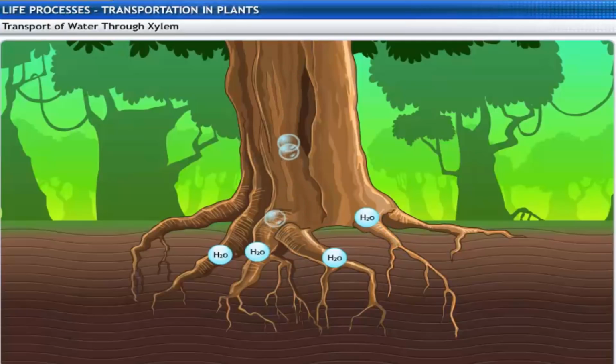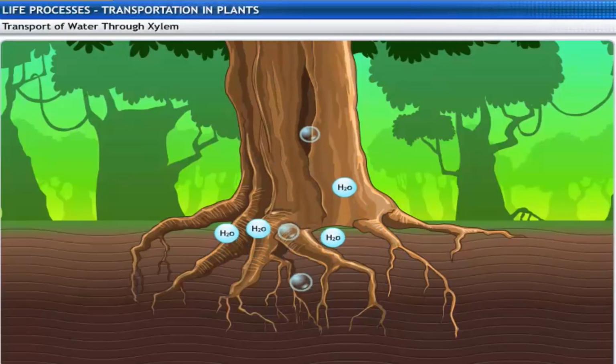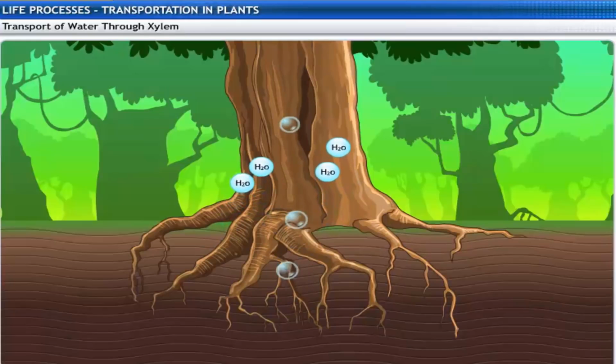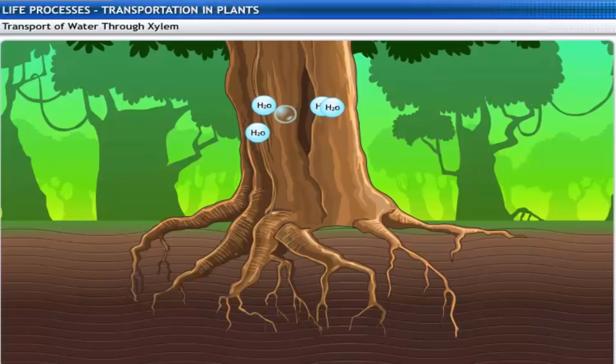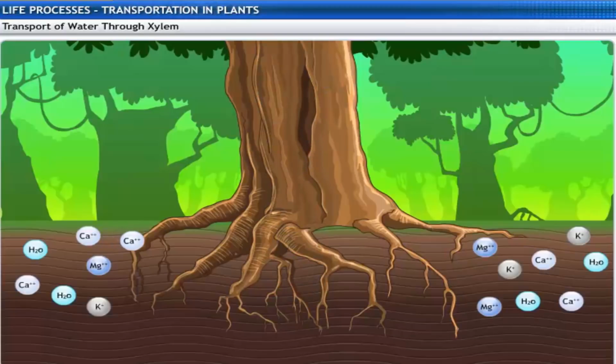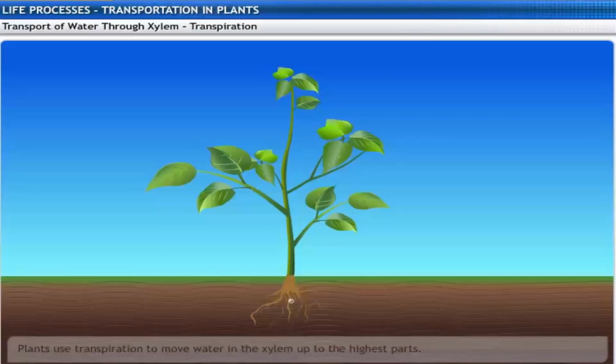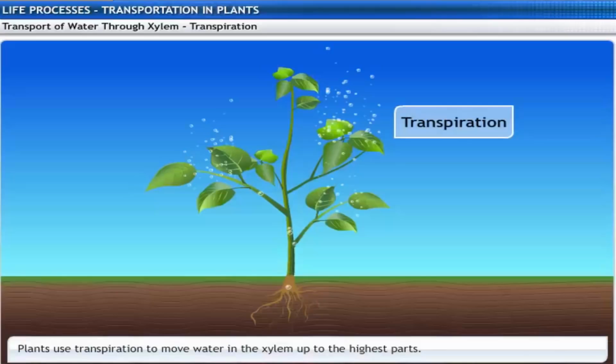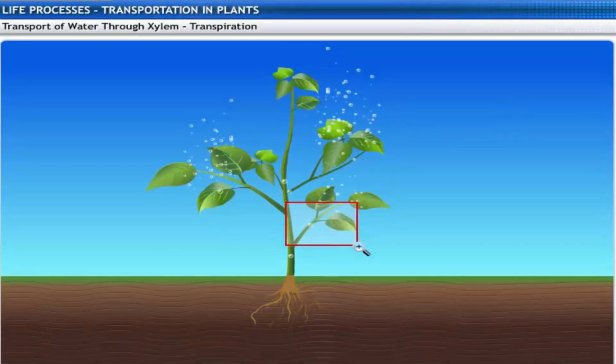This ensures a steady movement of water into the roots, creating a water column that is pushed upwards. However, this pressure is not enough to move this water to the higher parts of a tall tree. Plants use the process of transpiration to move water in the xylem up to the highest parts of the plant body. Let's see how.